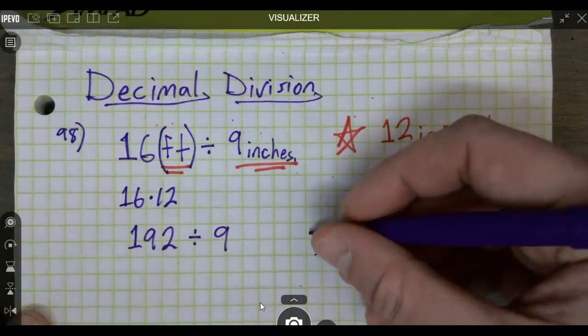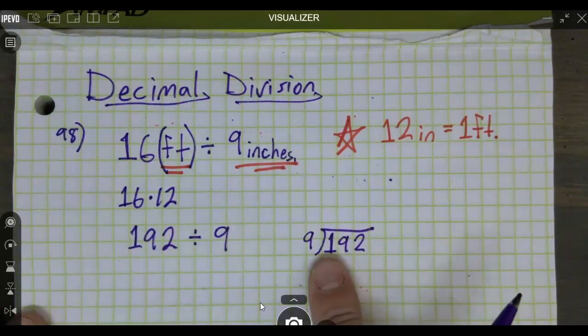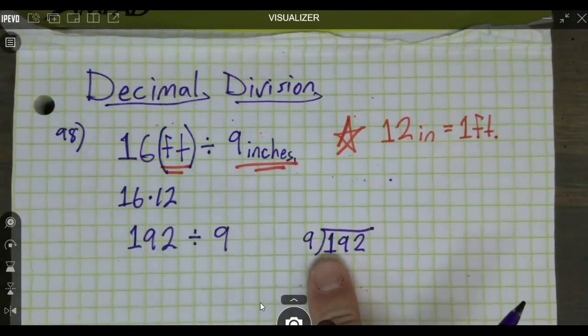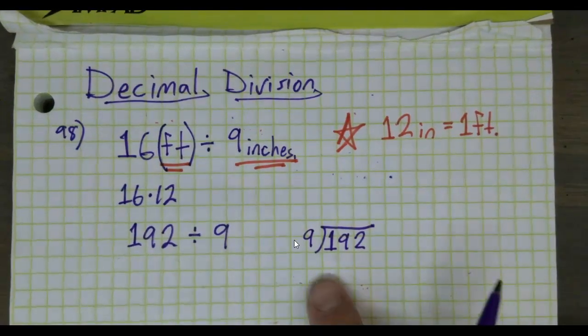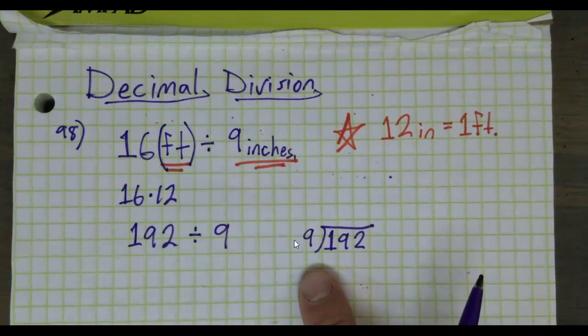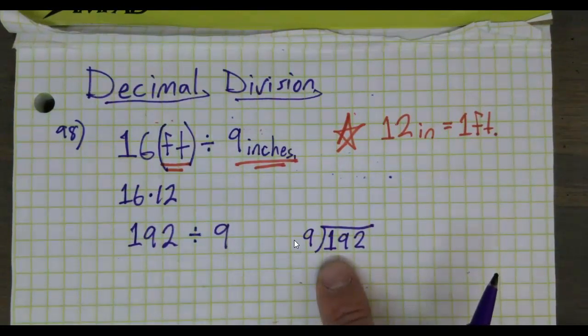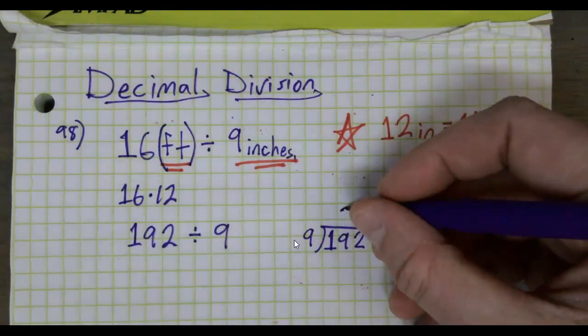192 divided by 9. Hey, guys, let's write this long division just to make sure that we know how to do it. I'm not going to ask you to do this probably ever again because I hate long division with a passion. But we have to remember how to do this. So 9 goes into 1. No, it doesn't. 9 goes into 19 twice.